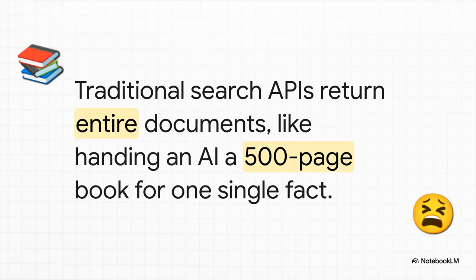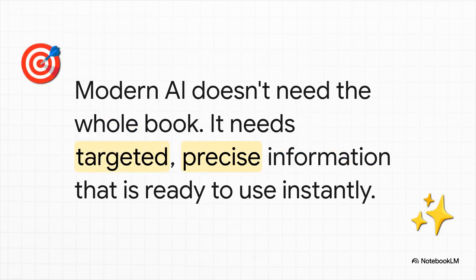To put it another way, imagine you ask for one specific fact, just one, and someone hands you a 500-page textbook and says it's in there somewhere. That's pretty much what traditional search APIs have been doing. They just dump entire documents. For an AI that's supposed to be quick and precise, that's just wildly inefficient. It leaves all the hard work to the developer to sift through everything to find that one golden nugget of information, because this is what modern AI actually needs.